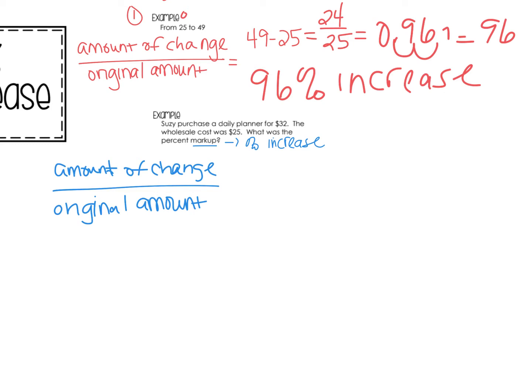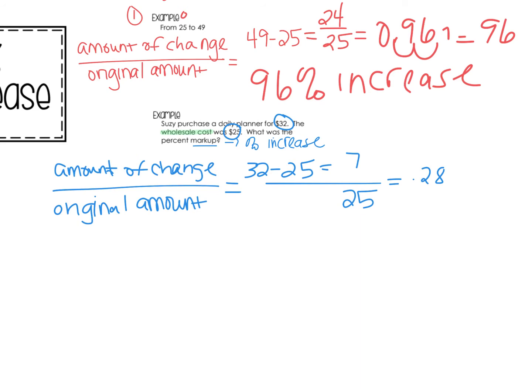I need the amount of change, so I have to take my two numbers and subtract them, which gives me 7. So I put that 7 over my original amount. Now with these word problems, it is a little tricky because some people might automatically go to, well, the daily planner, the total cost is $32. That's not necessarily the original amount. That's the amount that Susie purchased the planner for. The original amount is going to be this wholesale cost. Before it was even sold, my original amount of the product was $25.